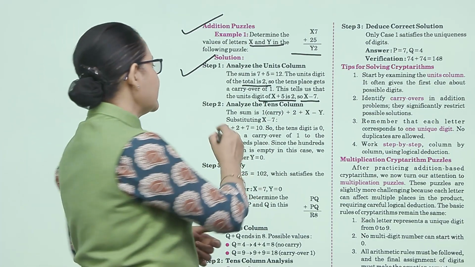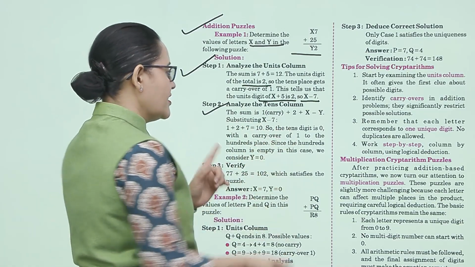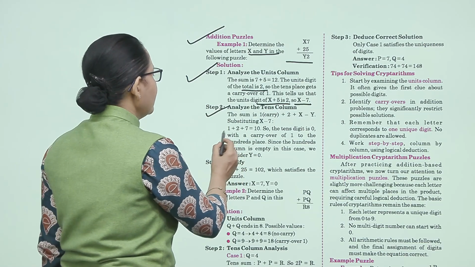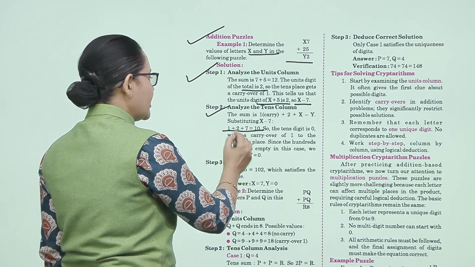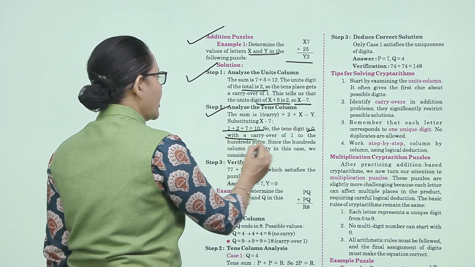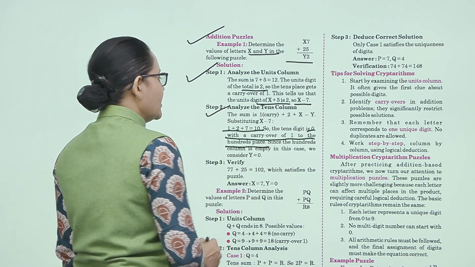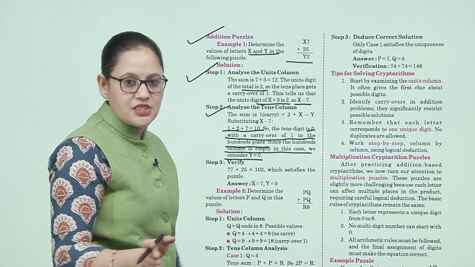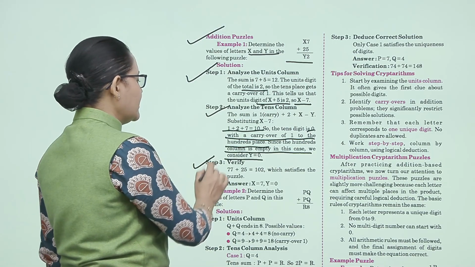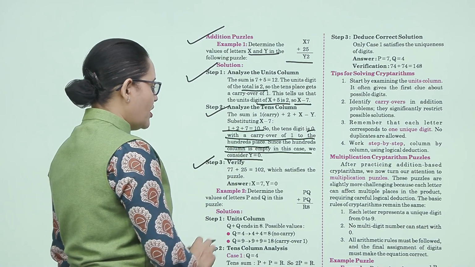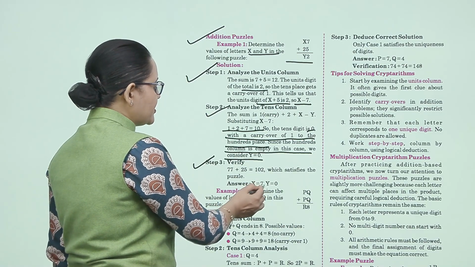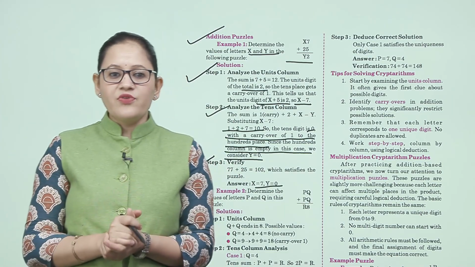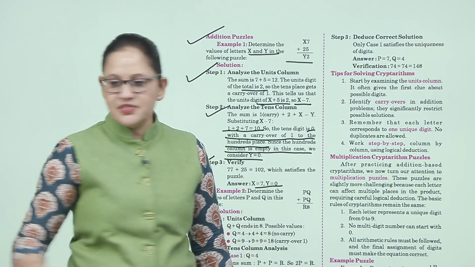Now, analyze the tens column. The sum is 1, that is the carryover, plus 2 plus X, substituting X equals 7. So 1 plus 2 plus 7 is 10. So the tens digit is 0 with a carryover of 1 to the hundreds place. Since the hundreds column is empty in this case, we consider Y equals 1. Now step 3: we verify 77 plus 25 is 102, which satisfies the puzzle. So X equals 7 and Y equals 1. This is how we are going to solve. So practice all the examples.